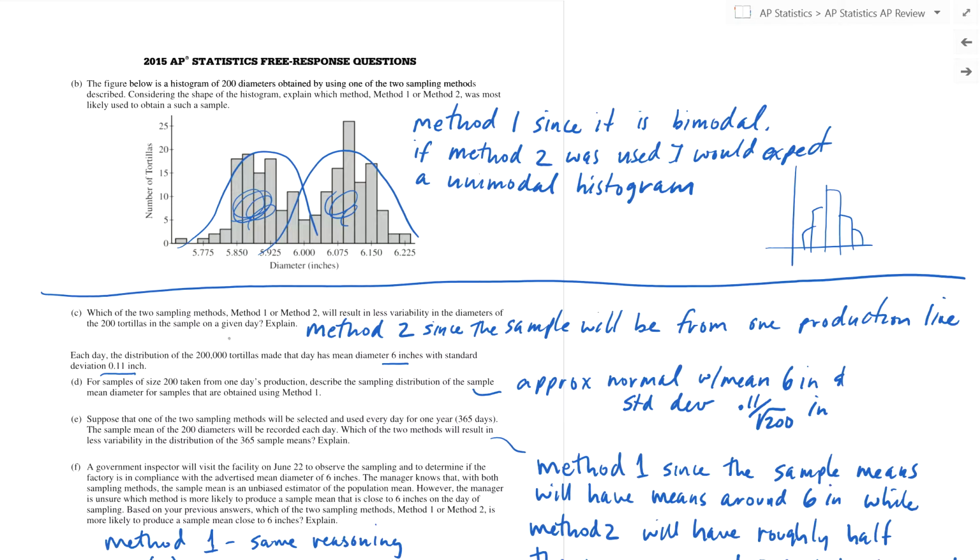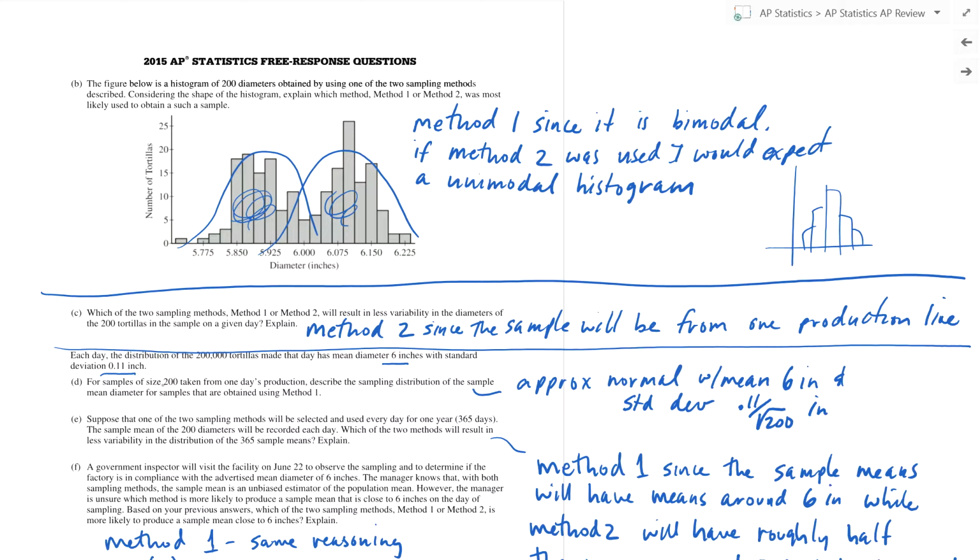Okay, C. Which one, method 1 or 2, will result in less variability in the diameters? Method 2, since the sample will all be from one production line. Right, if they're all in one production line, then they're all going to wrap around either 5.9 or 6.1 instead of being so spread out.